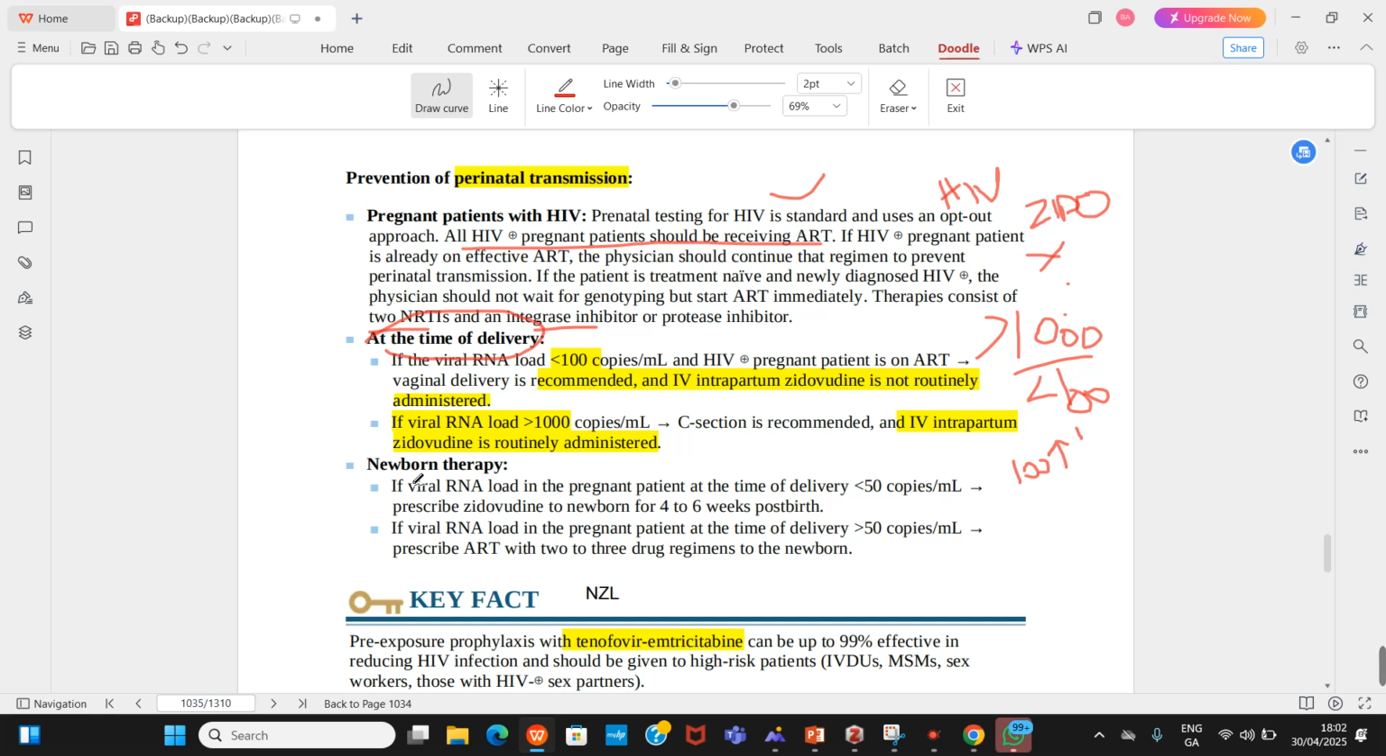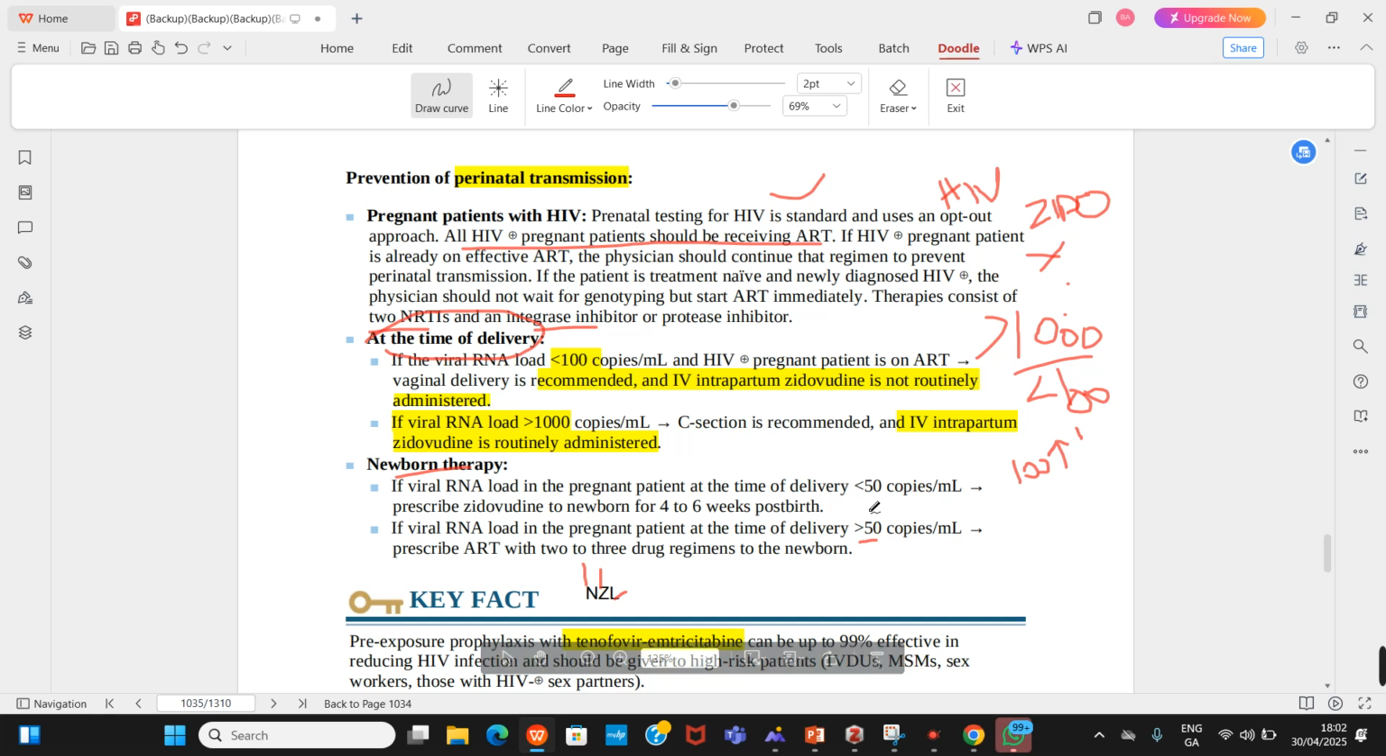But for the baby, in as much as the mother is positive, you just look at the viral count of the mother. The mother is more than 50, the baby must take triple therapy. The first two are compulsory: nevirapine, zidovudine, plus or minus lamivudine, if the mother is having copies more than 50.